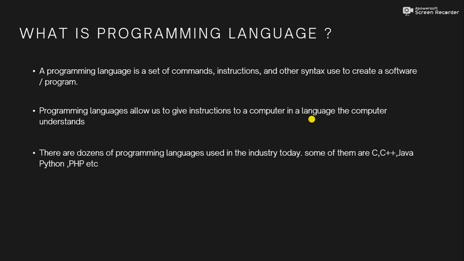There are dozens of programming languages used in industry to develop software. Some of them are C, C++, Java, Python, PHP, etc. We have different types of programming languages, and each language has its own syntax. And in this course we are going to learn C programming.